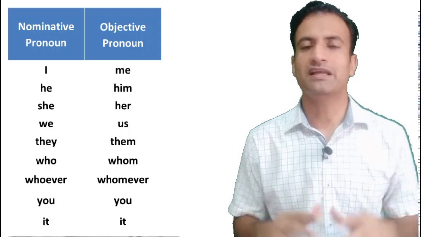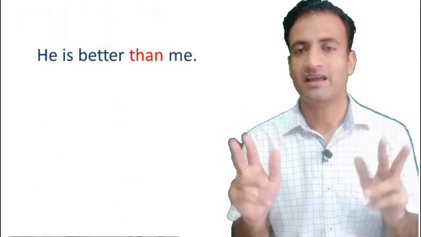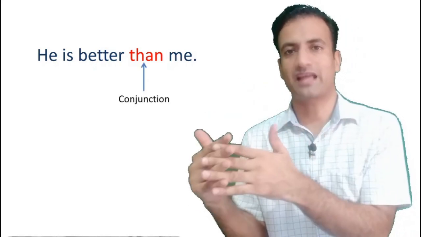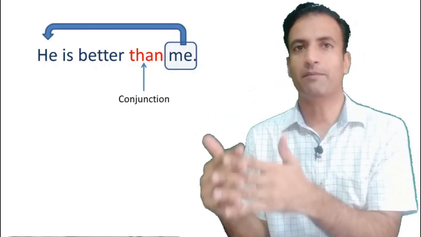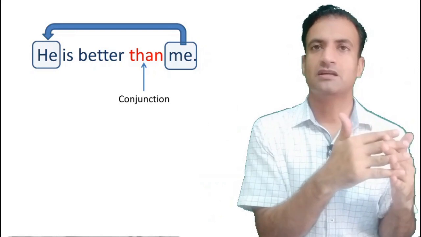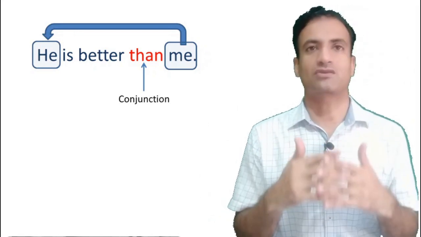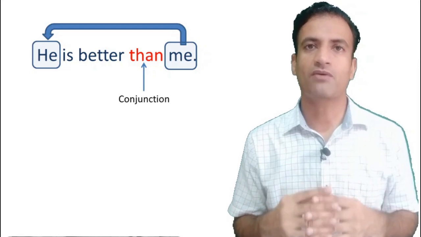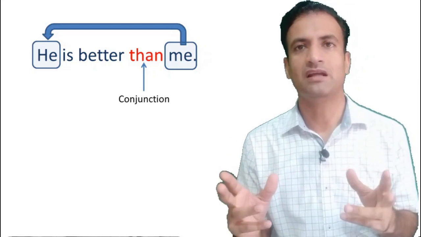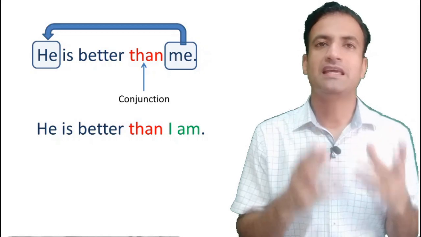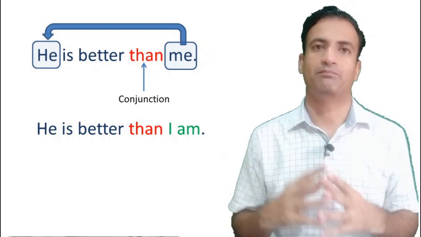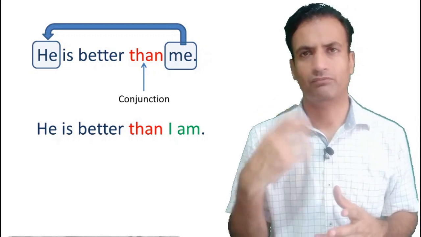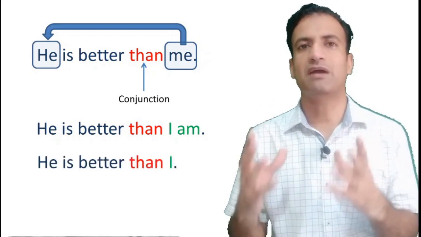So when we are using "than" as a conjunction, then the pronoun appearing after "than", which we are actually comparing with the subject of the sentence, should also be in the nominative case only and not the objective case. So instead of "he is better than me", it should actually be "he is better than I am". And if you want to drop this implied "am", we can also say "he is better than I".